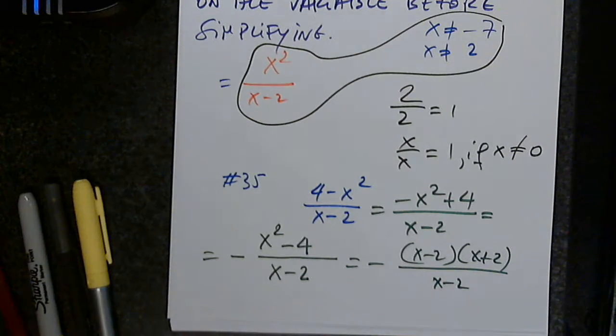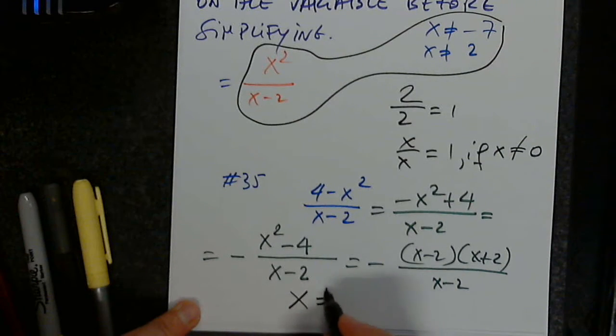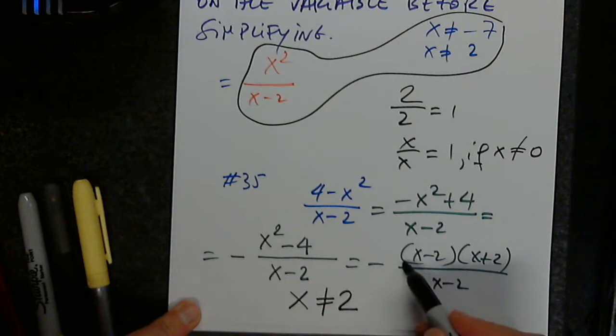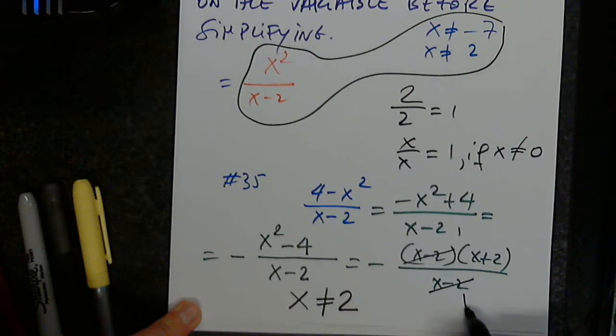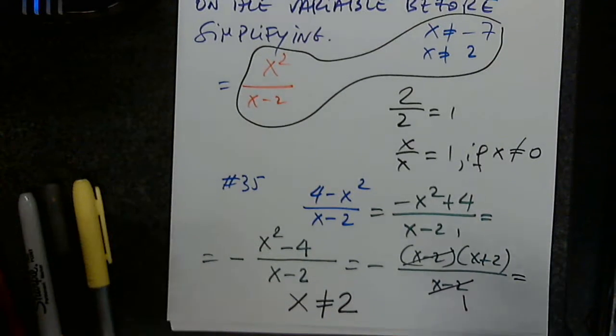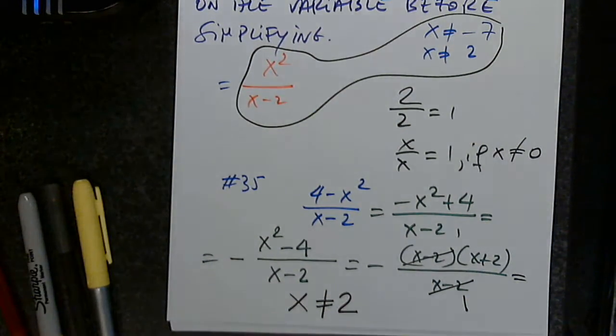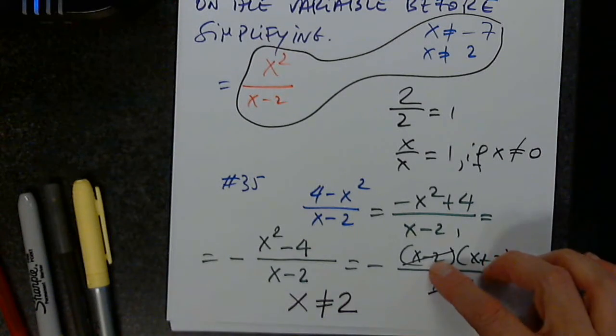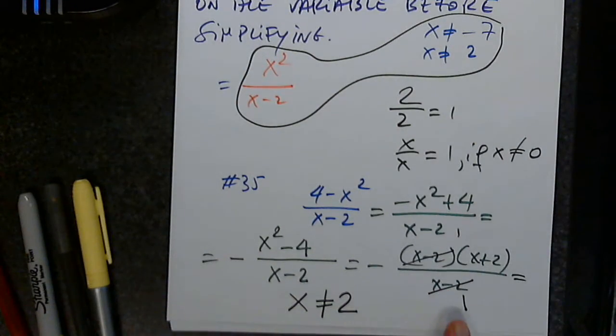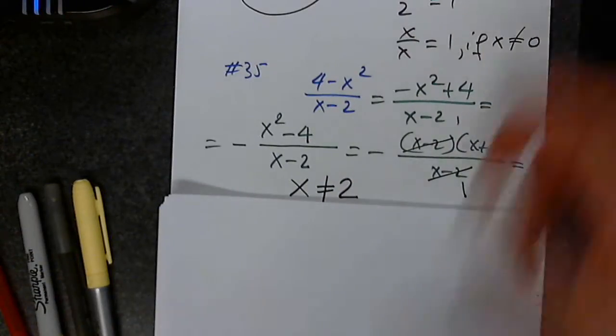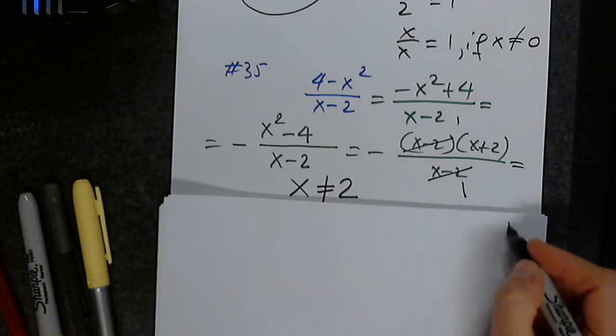I need restrictions before I look at simplifying anything. What is the restriction here? That x does not equal 2. And now I'm ready to simplify. Please write 1 when you simplify, so you don't make a mistake and think it's 0. Because x minus 2 divided by x minus 2 is 1, and x minus 2 divided by x minus 2 is also 1. So what is the simplified form of this expression, assuming x is not 2?